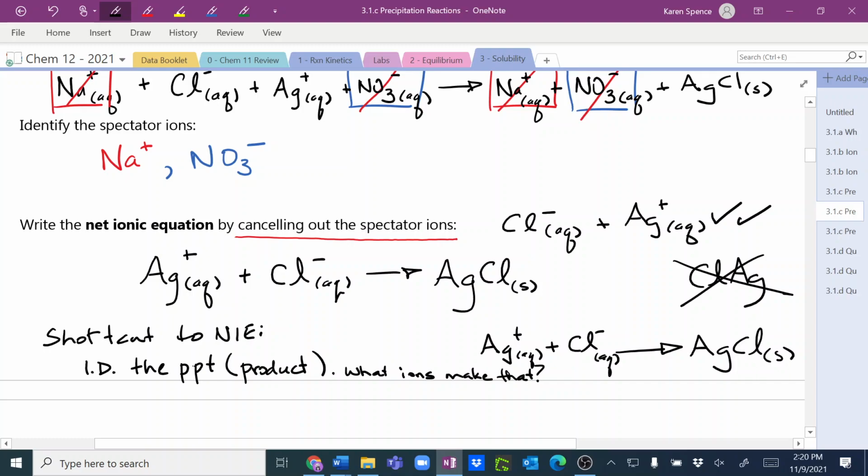Okay, so you can practice it both ways. Today I would say probably go through and do it where you're writing the complete ionic and getting rid of the spectators. Another time you might come back to the same worksheet and say, I'm going to cover up my answers and I'm going to go see if I can just go straight to the net ionic. Okay.